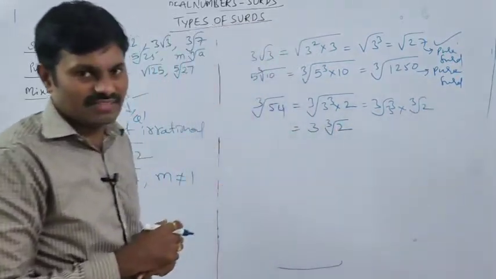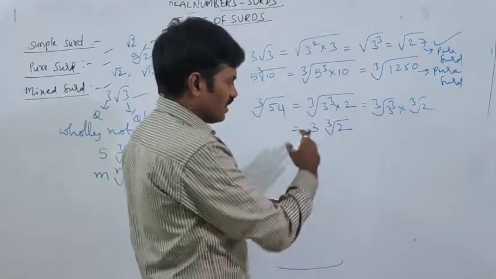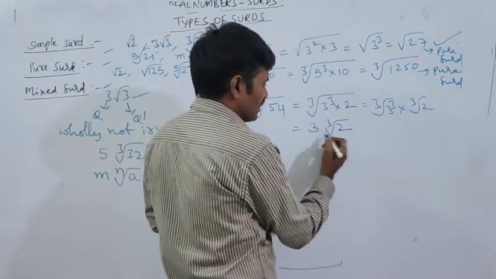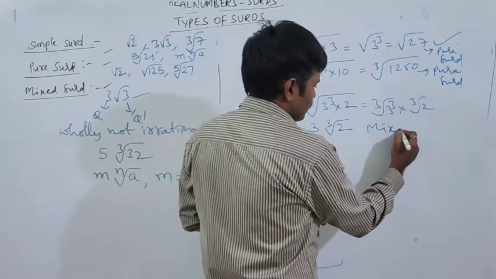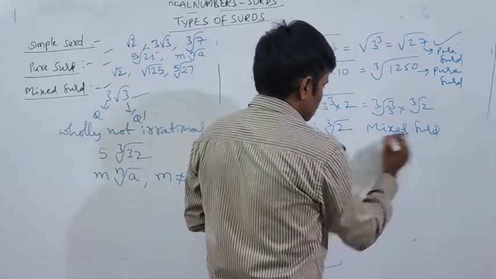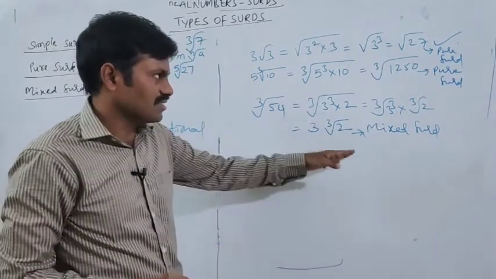The laws of radicals we will discuss in the next episode, so before that we write like this. So now here the coefficient we got is 3. Which type of surd is it? Yes, it is a mixed surd. So now we are able to write a pure surd as a mixed surd. Here we expressed a mixed surd as a pure surd.